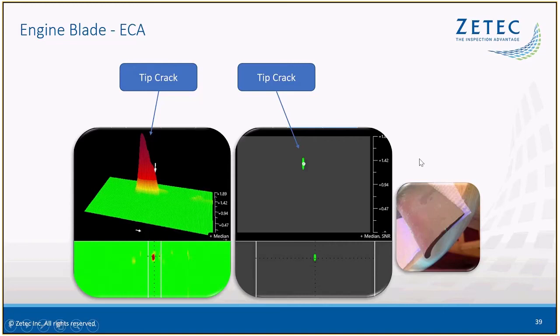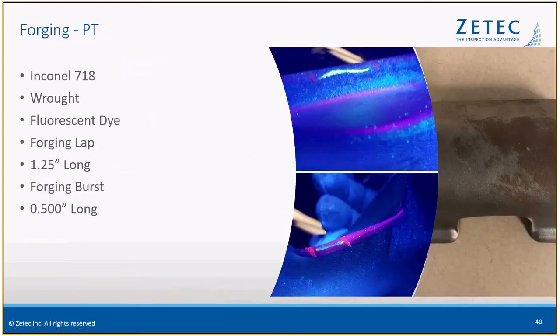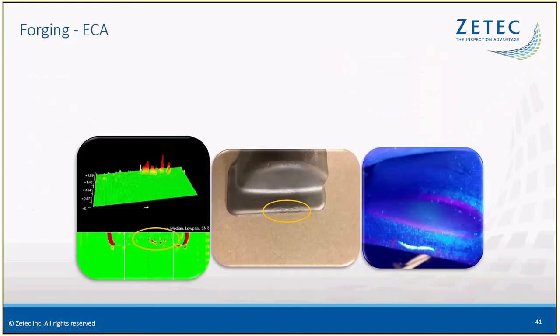This is a forging part, and it's Inconel 718, wrought worked as well. And in this case, there's a forging lap issue and a forging burst. And this is the forging lap. You can see down here in the lower part of this part area.